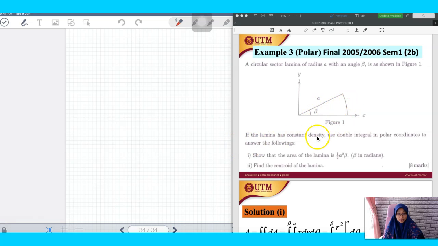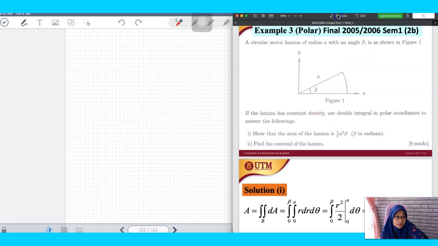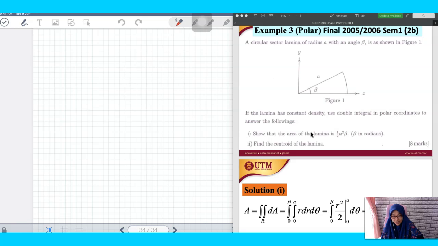Now in this case, they said that the lamina has a constant density. So the density is constant. Use double integral in polar; you have to solve in polar. They ask you to show the area of the lamina. They don't mention show or find the mass.